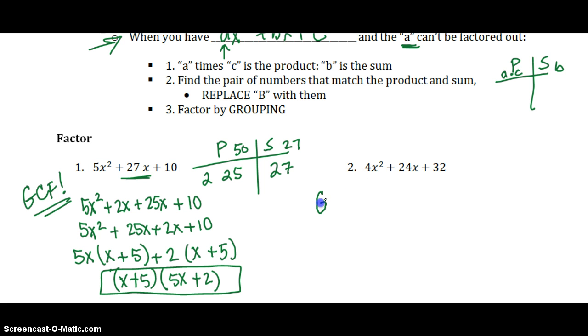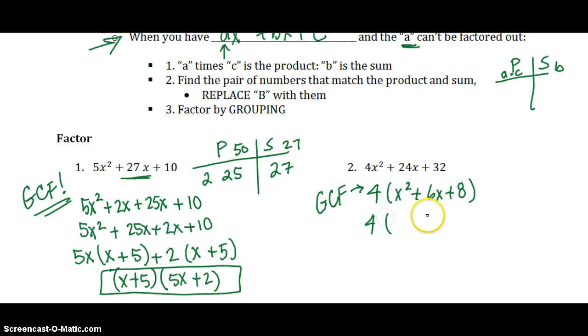On number 2, when I first start off with my greatest common factor, I do have a greatest common factor. It's 4. Yay! So I can take out the 4. I have x squared plus 6x plus 8. And there's not a number. A is an understood 1.